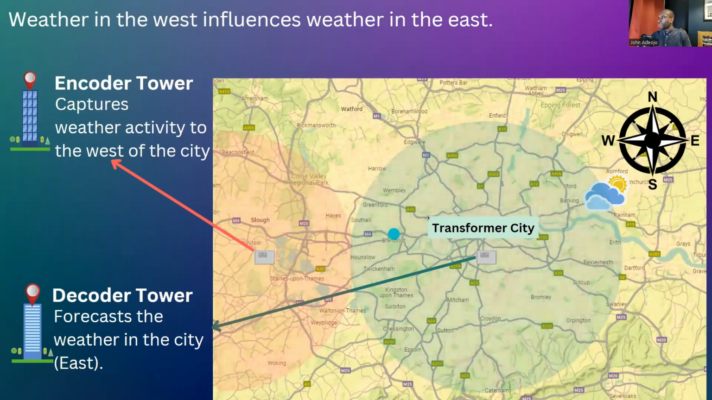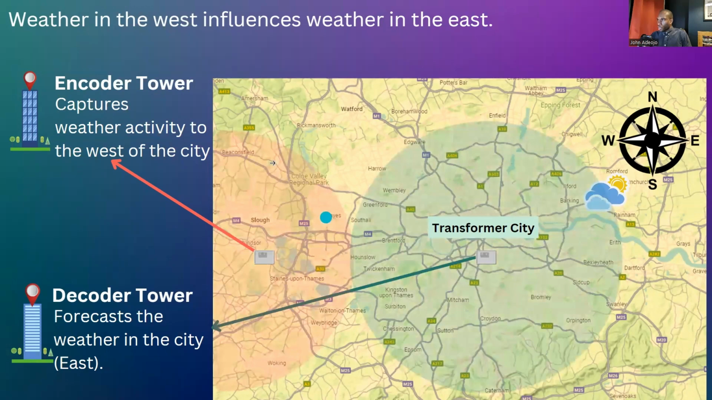Now, you might have seen that cloud kind of weirdly move across from west to east, and that's just to represent that that's what's happening. You know, we have weather patterns that are detected there by encoder tower in the west, and later on can be forecasted here in the east.